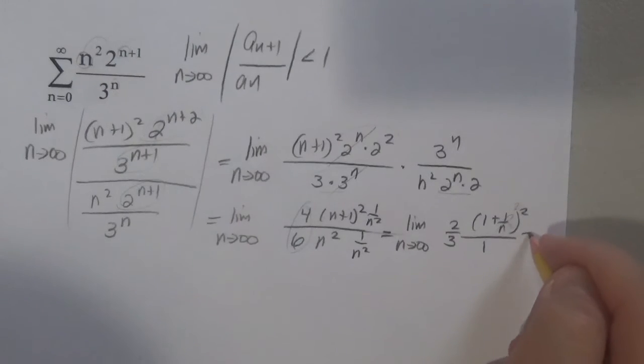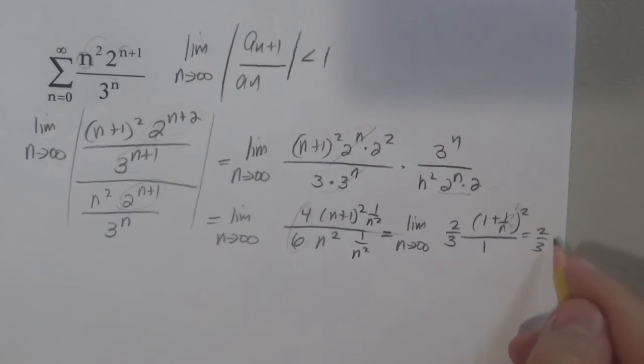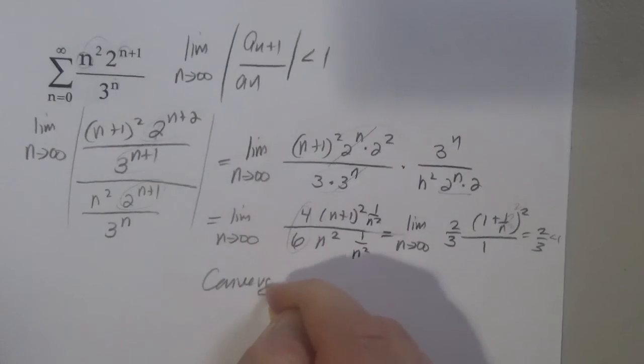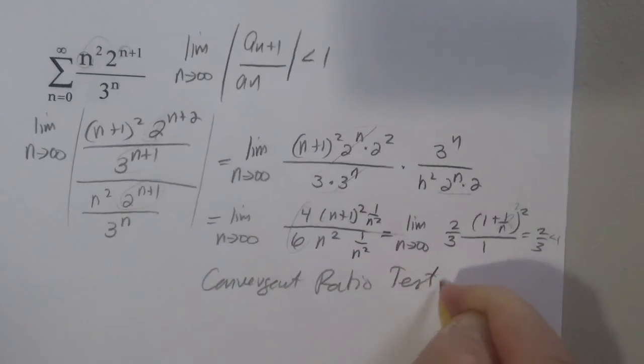This whole thing is just 2/3, which is less than 1. Sorry, squeeze that in over here. This is convergent by the ratio test.